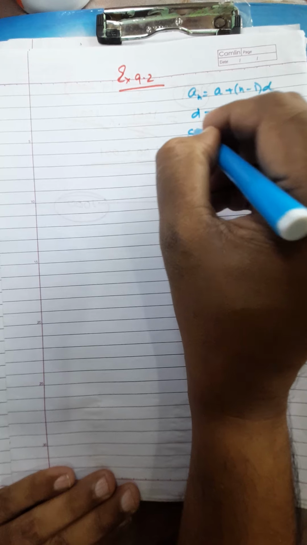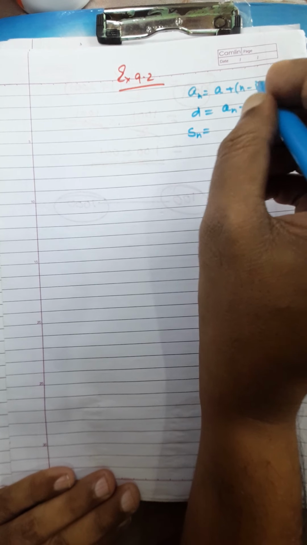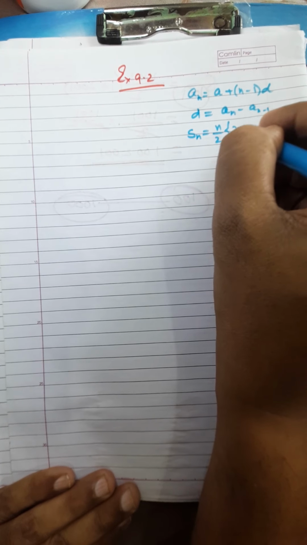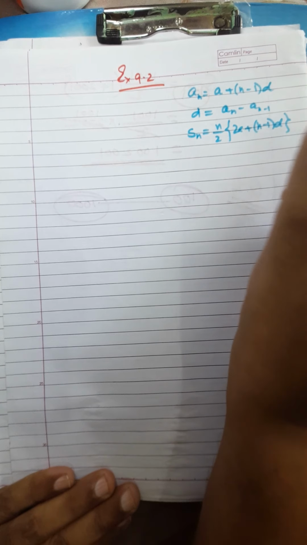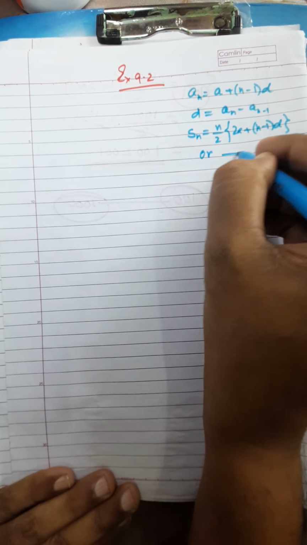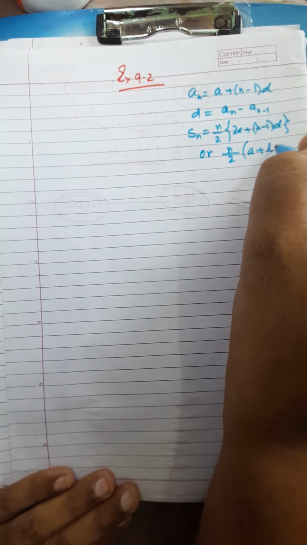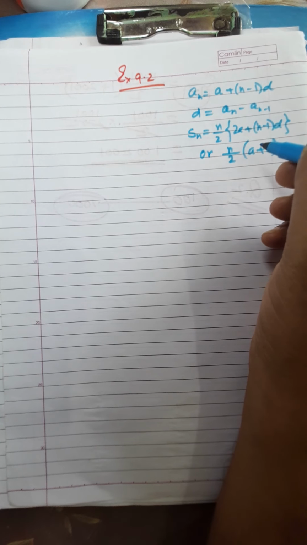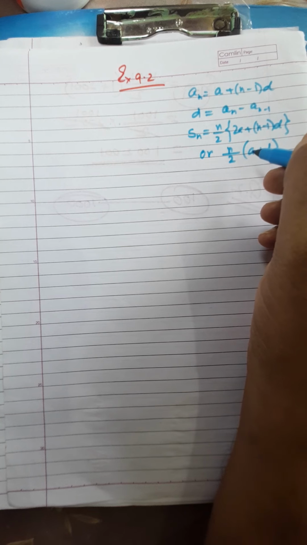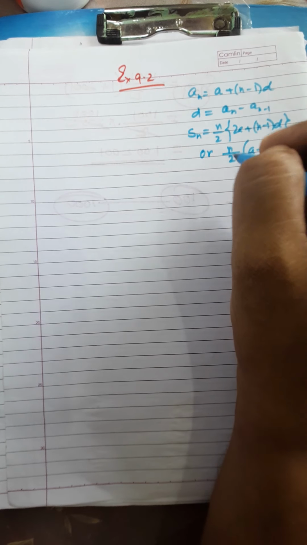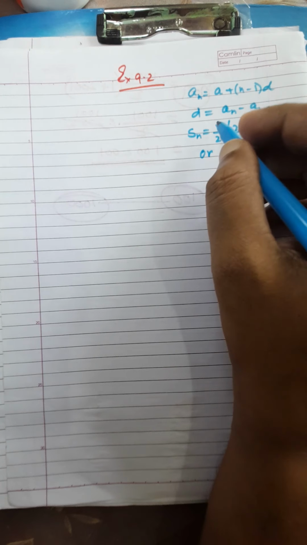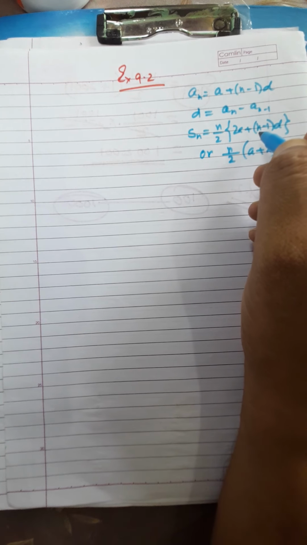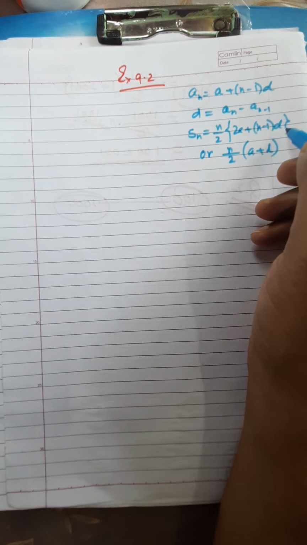Next, Sn, the sum of n terms of an arithmetic progression. If the first term is a and common difference is d, the formula is n by 2 into twice a plus n minus 1 into d, or n by 2 into a plus l. Any one of these two we can use, but it will depend upon the question. If in the question the number of terms, first term and last term l are given, then we can use the second one. And if the number of terms, first term and common difference are given, then we have to directly use the first formula. So it depends upon the question.